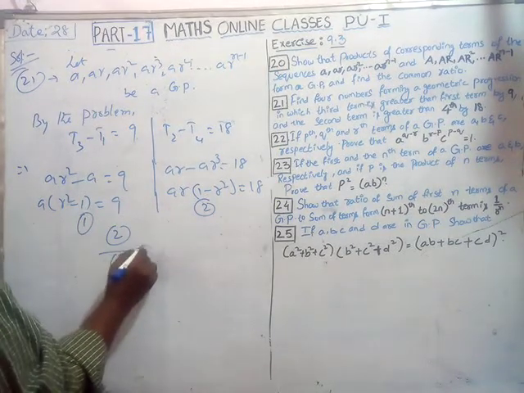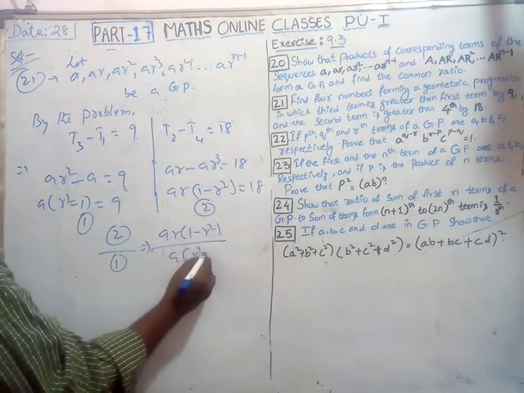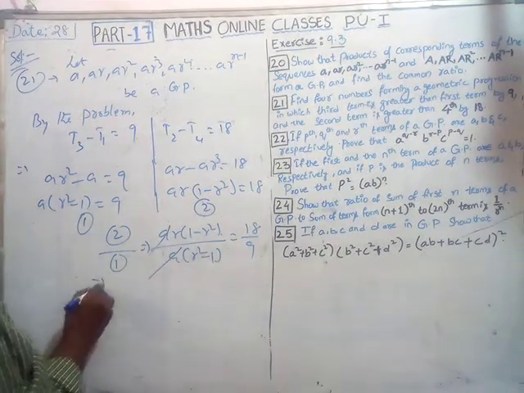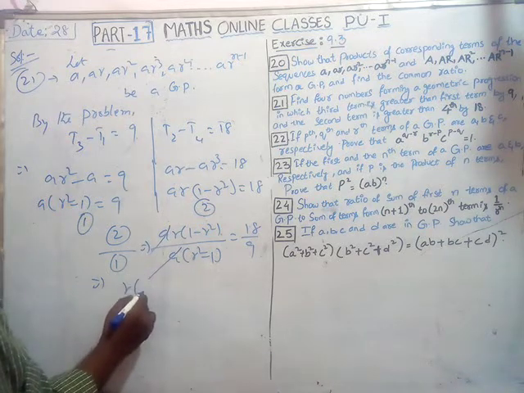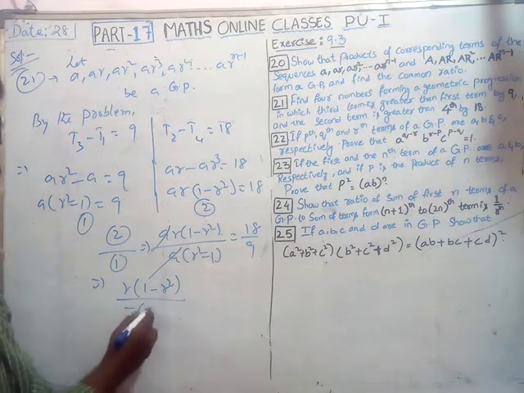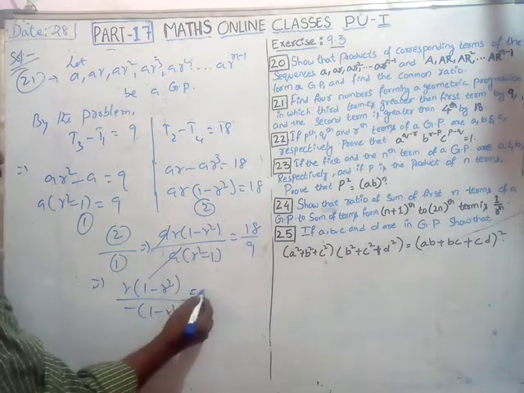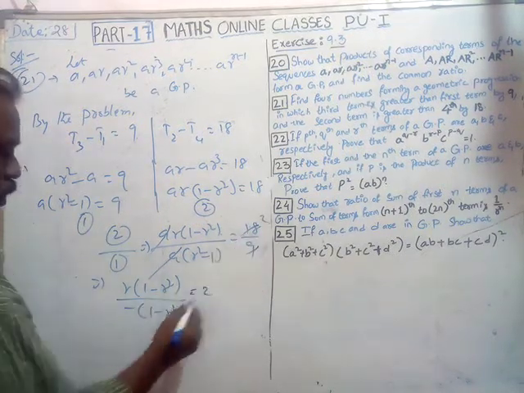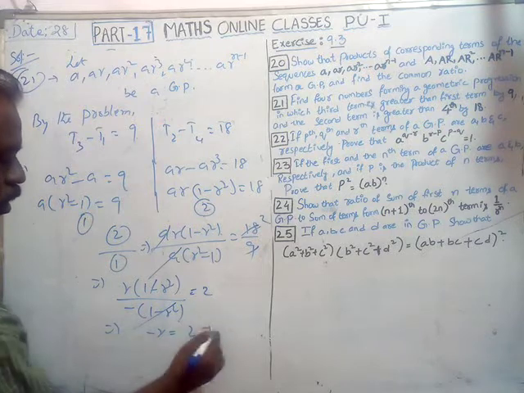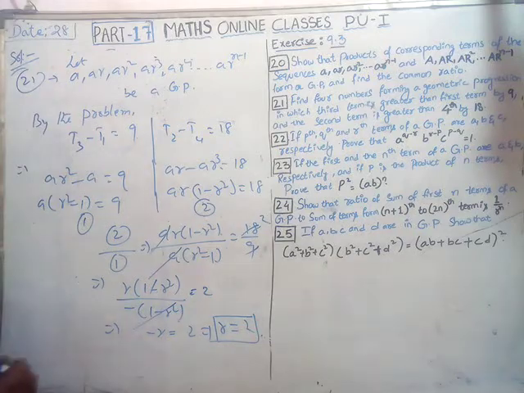2 by 1 implies ar of 1 minus r square by a of r square minus 1 is equal to 18 by 9. A cancels. Here r of 1 minus r square by r square minus 1, that is minus of 1 minus r square. Will you agree? It is 2 times only. So it cancels. Minus r is equal to 2, means r is equal to minus 2. So common ratio is obtained first.